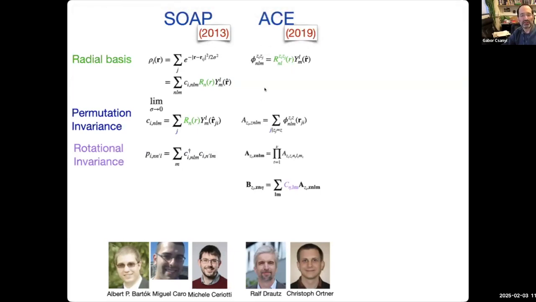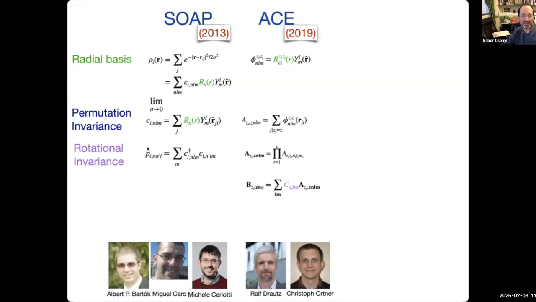I'm now switching to the notation of the ACE paper and will point out the analogies. We take this phi, which is the pair basis; this R times Y is the same as what you see here. There are some extra indices, again making contact with the paper. Zi, Zj are just the atomic numbers of atoms i and j. And what we call the atomic basis is the sum of this pair basis over all the atoms in the neighborhood. So this is exactly analogous to these C coefficients.